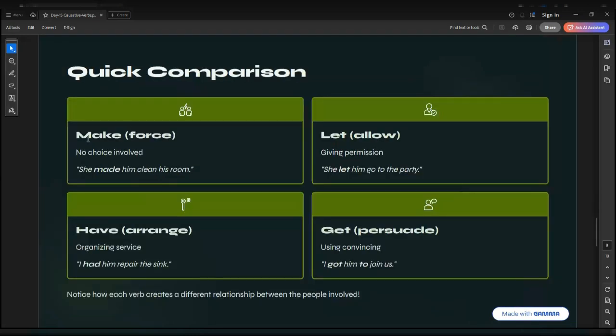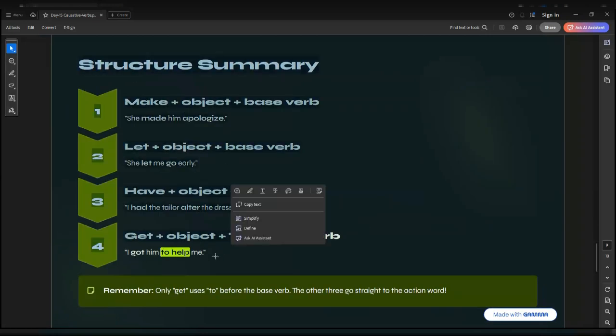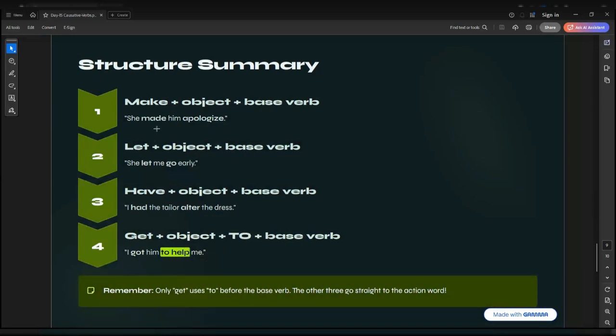So these are the four: make, which means forcing someone. Let means allowing someone or giving permission. Have means arranging someone, and get means persuading someone. This is the last thing. I will be giving the PDF to you guys. You can take a screenshot. This is the whole summary.